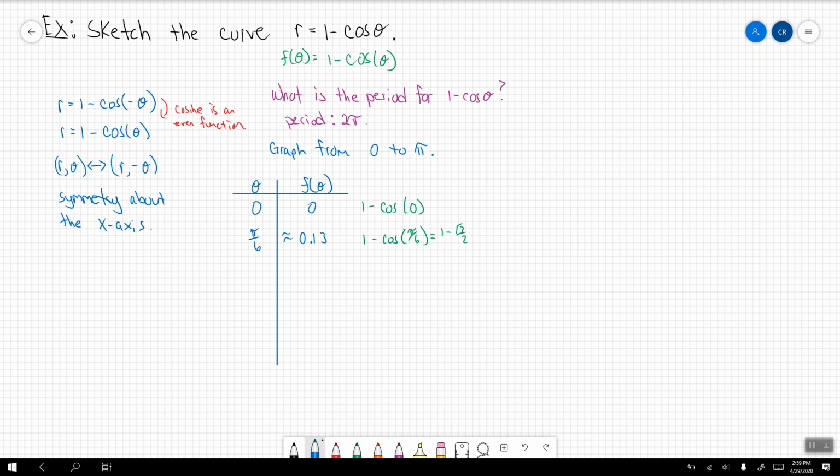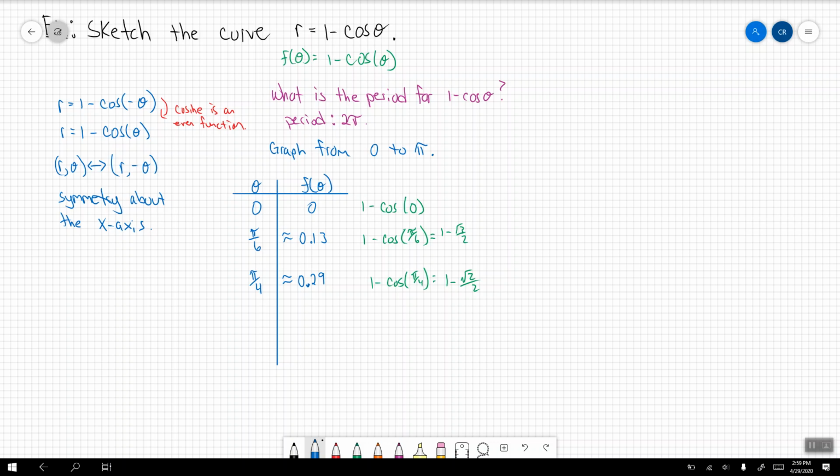All right, let's go to pi over 4. Substituting that in, that's 1 minus cosine at pi over 4. So that's root 2 over 2, so that's going to be 1 minus root 2 over 2. Let's look at that. That should get us an approximation of 0.29. All right, looking good.